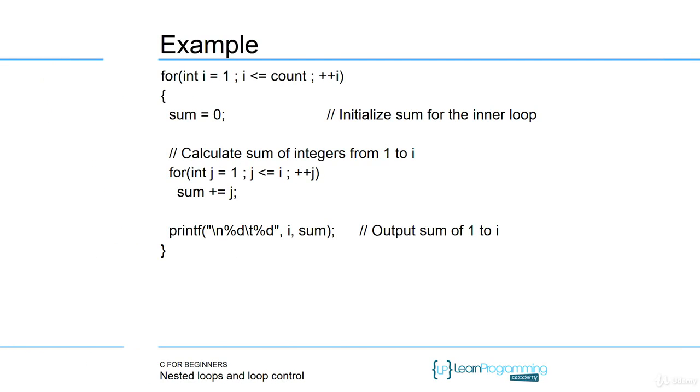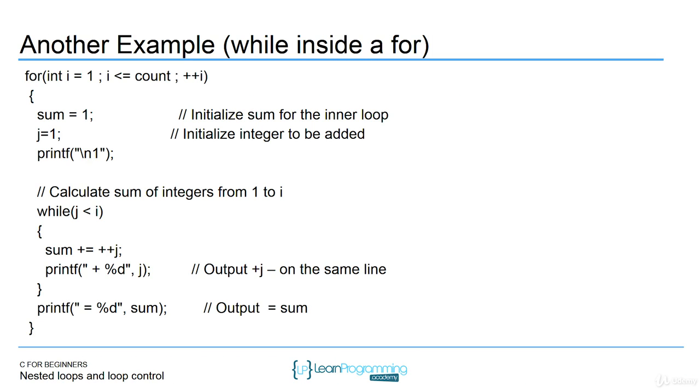And to that point, it's not always a for loop inside of a for loop. You can have a while loop inside of a for loop. You could have a do while loop inside of a for loop. It doesn't matter. So in this example, same exact example, except now inside the body of the for loop, we have a nested loop, an inner loop, called using the while keyword. So we're still calculating the sum of integers from 1 to i.